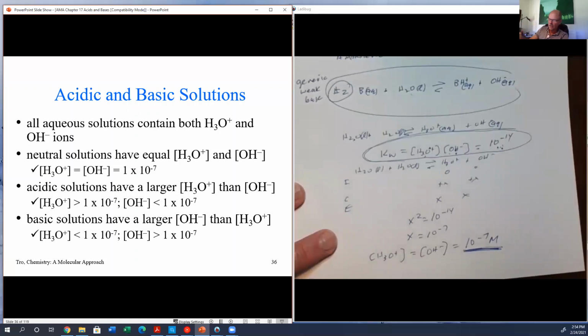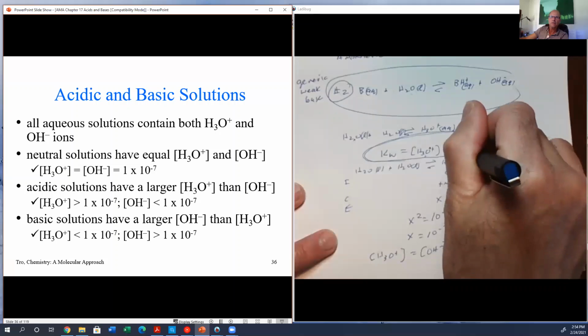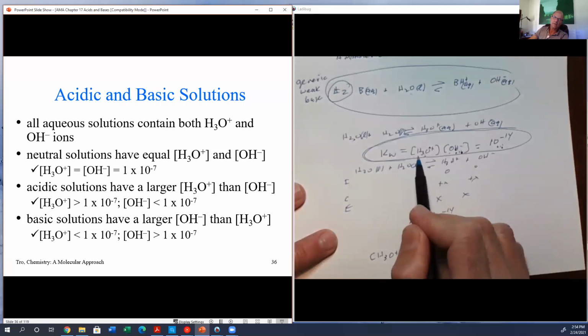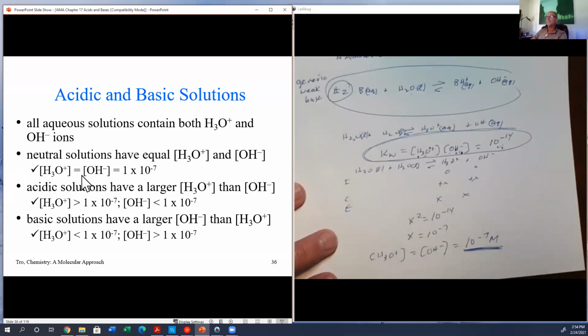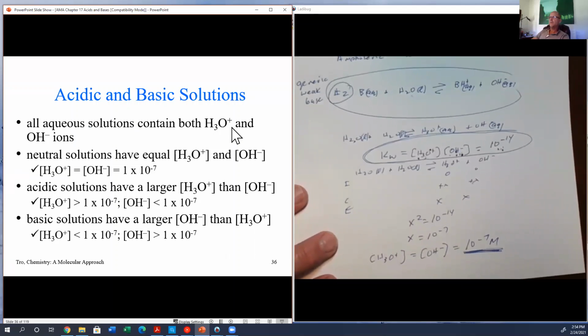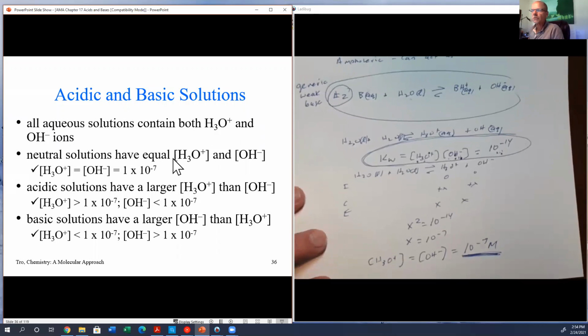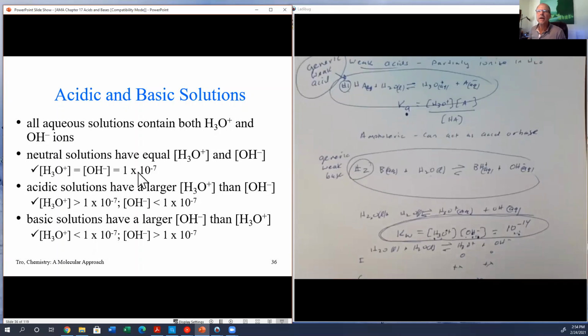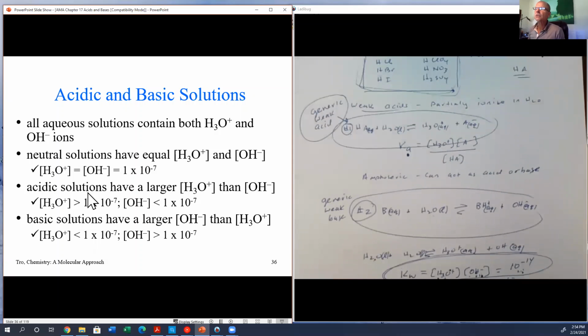So in any solution, if you know one of these, you know the other. If you know H3O+, you can find OH-. If you know OH-, you can find H3O+, because their product is 10 to the minus 14. All aqueous solutions contain both H3O+ and OH-. Neutral solutions have exactly equal amounts, 10 to the minus 7 molar. Acidic solutions have H3O+ more than 10 to the minus 7 and OH- less than 10 to the minus 7. Basic solutions have H3O+ less than 10 to the minus 7 and OH- greater than 10 to the minus 7.